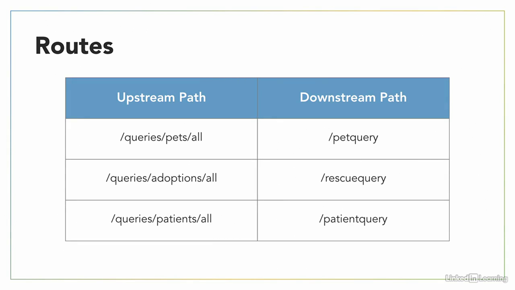We're going to use the following configuration. This table shows the required upstream paths and how they map to the actual endpoint paths we have. When you're done, join me in the next video and I'll walk you through how I approach this.